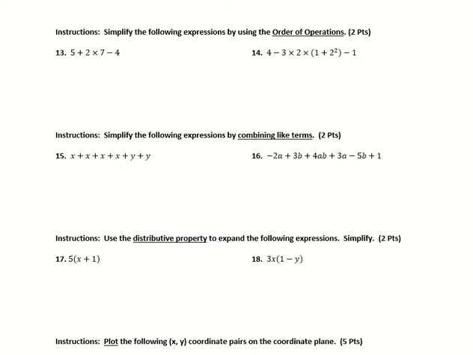Instructions. Simplify the following expressions by combining like terms. Number 15. x plus x plus x plus x plus y plus y. Number 16. Negative 2a plus 3b plus 4ab plus 3a minus 5b plus 1.